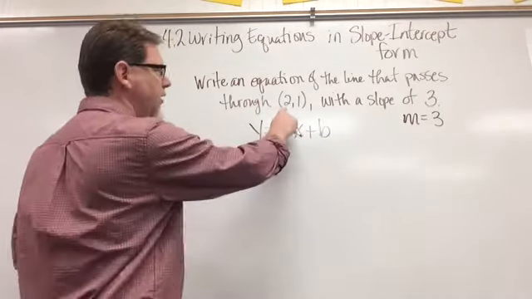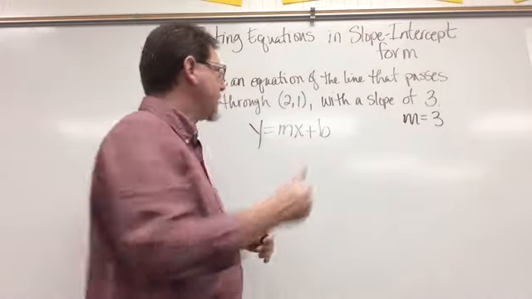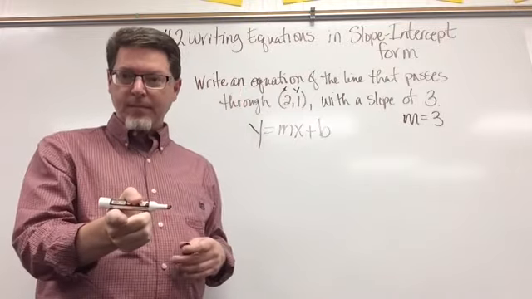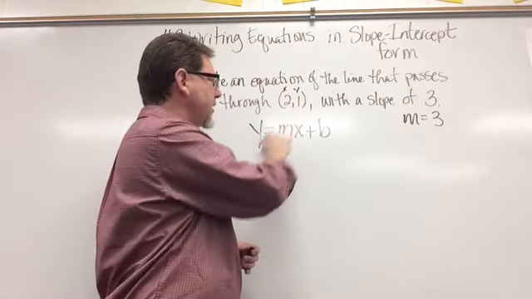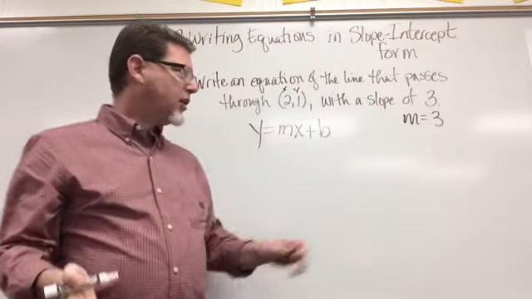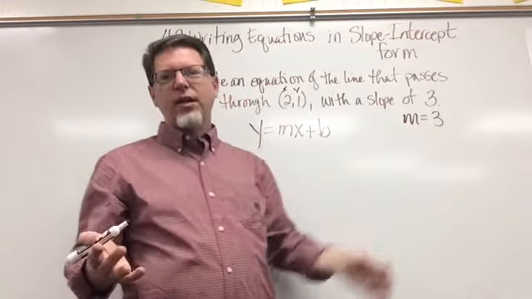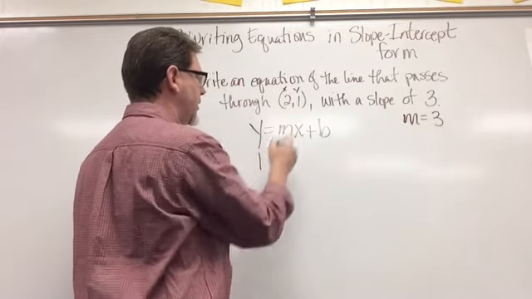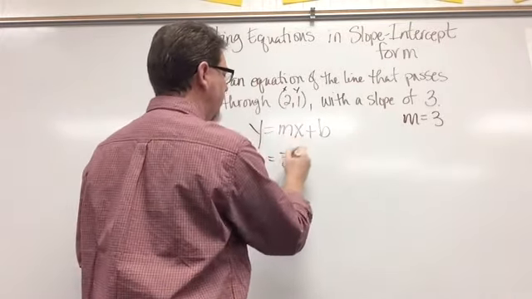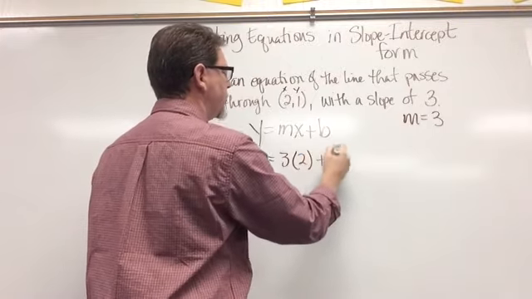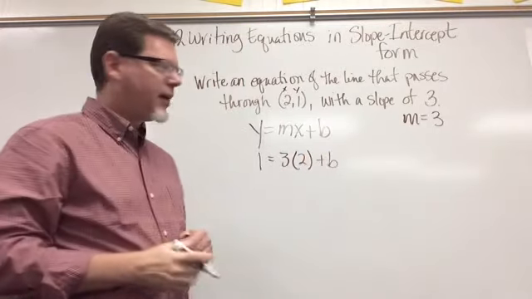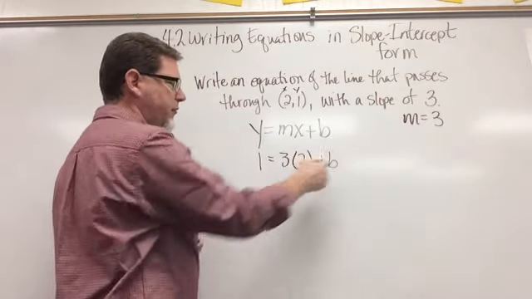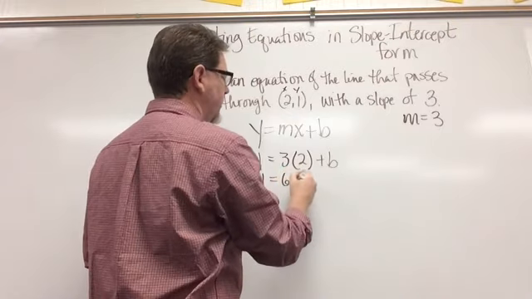So I've got a point (2, 1). Well, that's an x and that's a y that lie on the line, so I can plug in that x and y to my equation along with the slope, and then I can figure out what my y-intercept is. So the y is 1 equals m is 3 and the x is 2 plus b. Okay, I just plugged in my x, my y, and my m into the equation, and now I'm going to solve for b. So 1 equals 6 plus b.